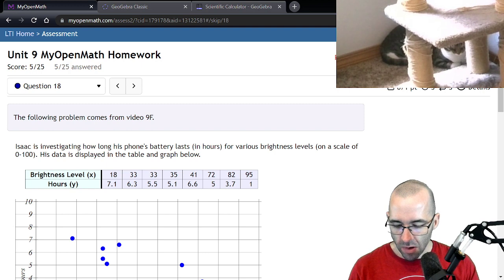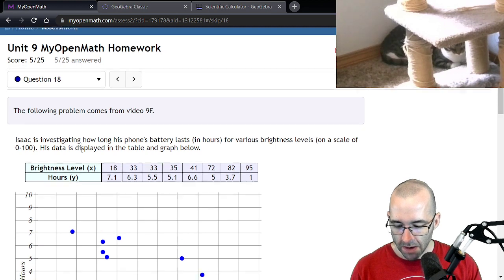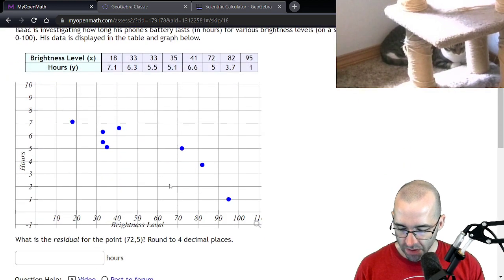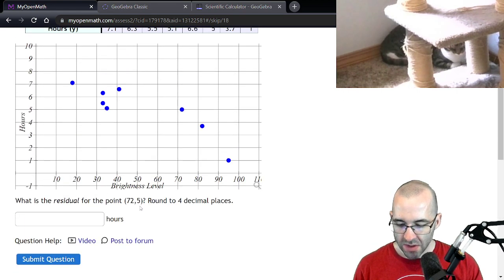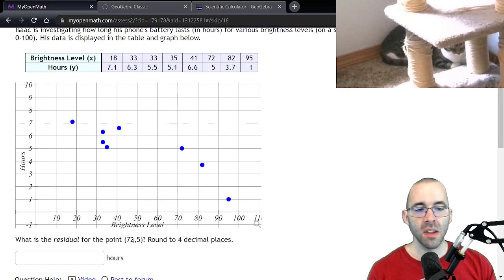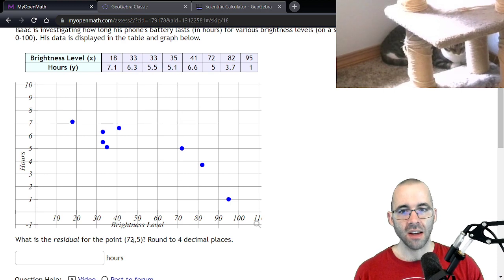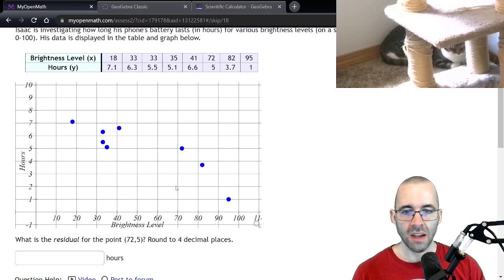Isaac's investigating how long his phone battery lasts in hours at various brightness levels on a scale of 0 to 100. He graphed his data below. What's the residual for this point? Well, residual is just the distance between the point and the regression line. So the point is right here, 72,5. How far is that from the regression line?